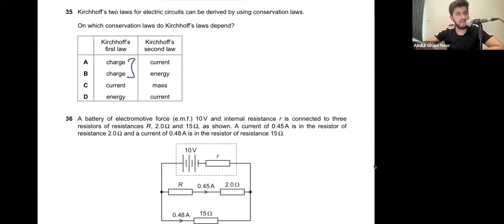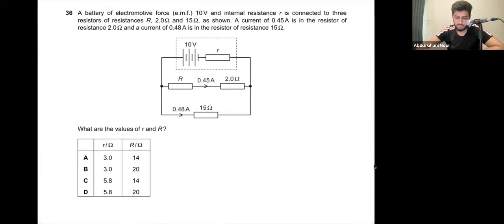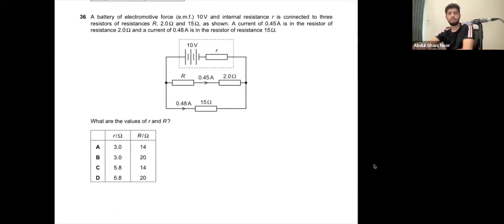Kirchhoff's second law, which says that in a closed loop, the total EMF is equal to total IR, depends on the conservation of energy. जितनी बैटरी ने एनर्जी दी है उतनी ही बाकी कंज्यूम करेंगे. So that is B. Moving on to question 36.